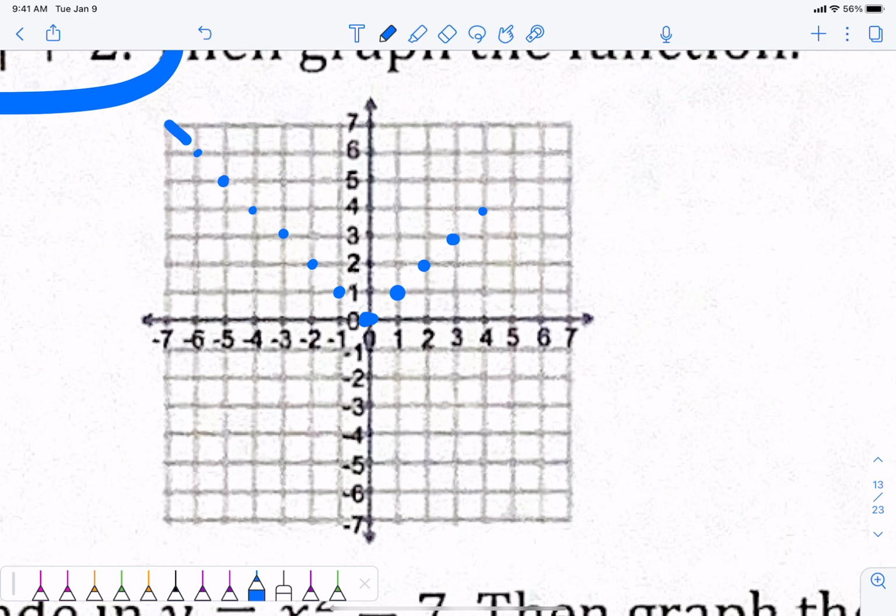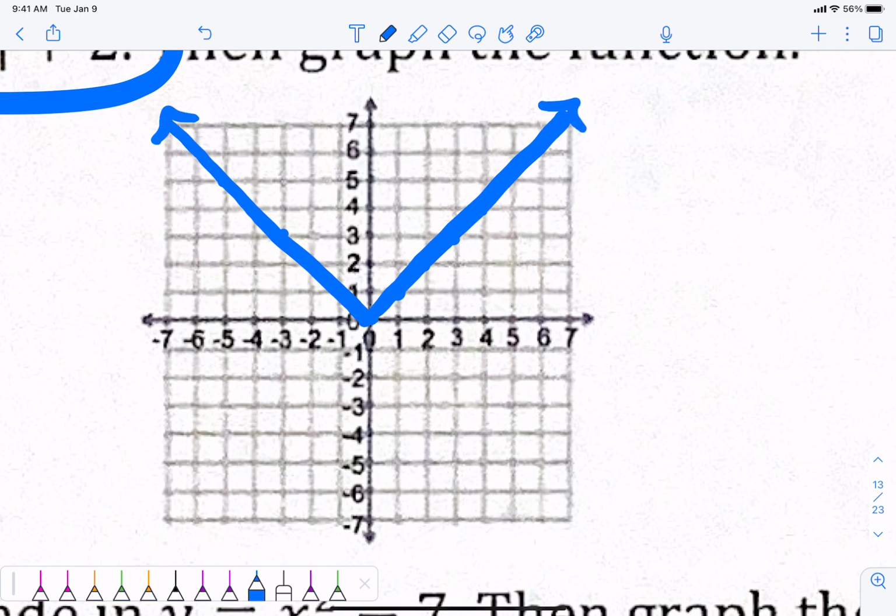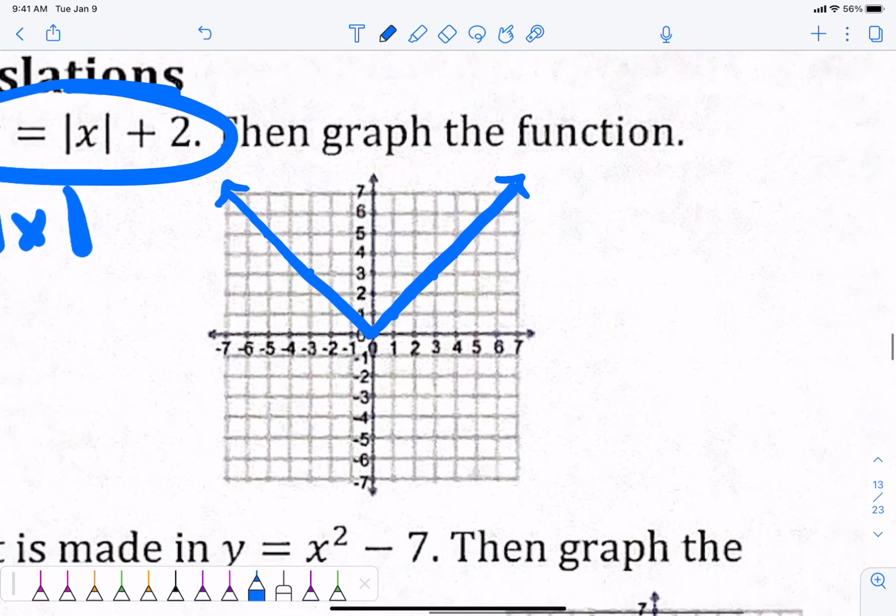So it's a perfect 45-degree angle in both directions. That's what y equals the absolute value looks like. That's just the parent function, okay?